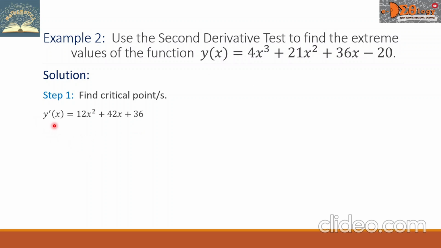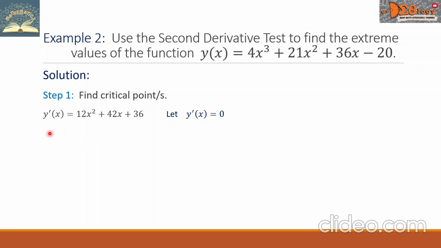So, y'(x) equals the derivative of 4x^3, which is 12x^2. Derivative of 21x^2 is 42x. Derivative of 36x is plus 36. Derivative of negative 20 is 0. Then we let y'(x) equal 0.